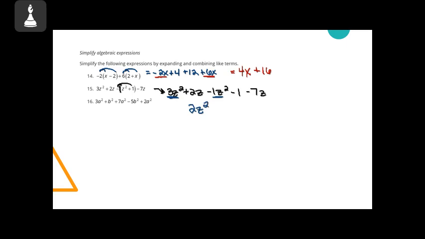Next, I have positive 2z and a -7z. So the variables and powers match. 2 minus 7 is -5z. And then on the end, doesn't have anything to go with it, is that -1.